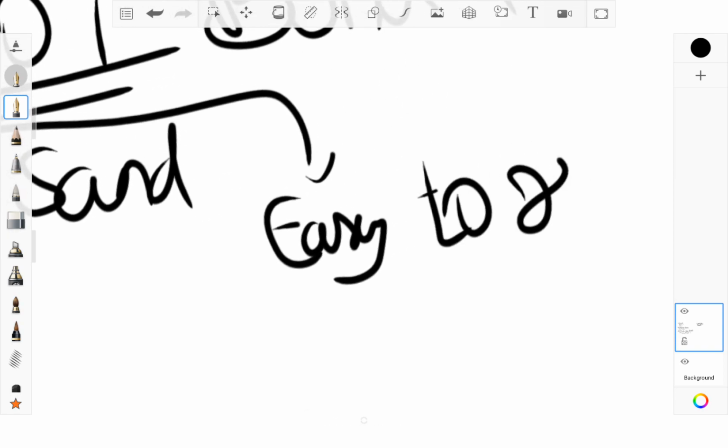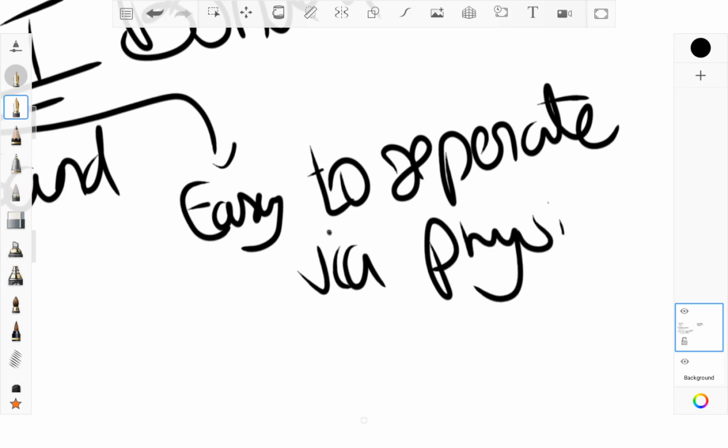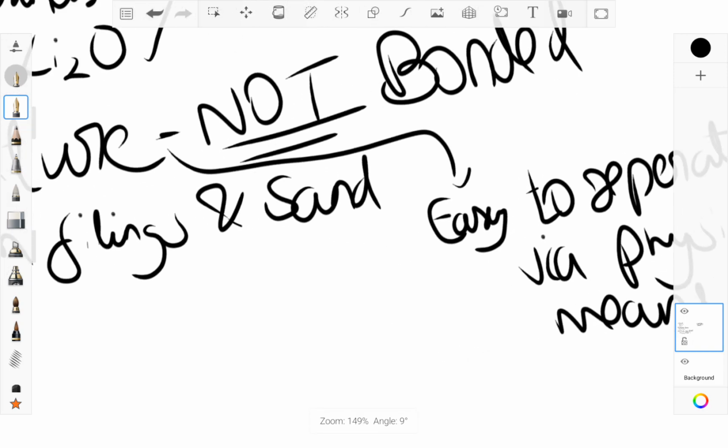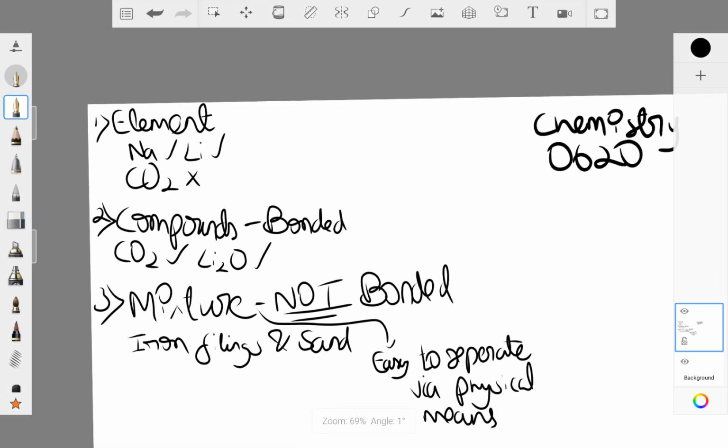Easy to separate via physical means. In the case of iron filings and sand, I can separate the iron filings from the sand simply by using a magnet. Whereas in the case of CO2, I can't separate the carbon from oxygen easily. So that's another difference between compounds and mixtures.